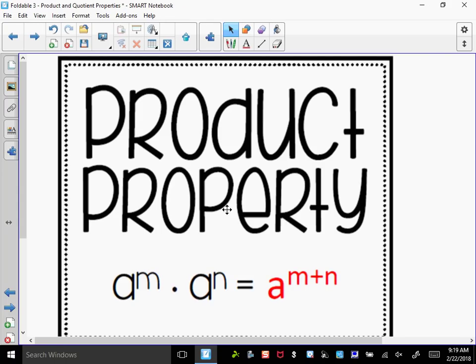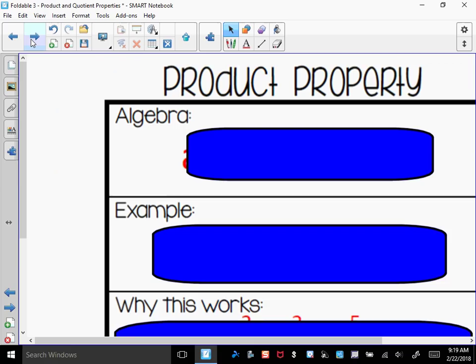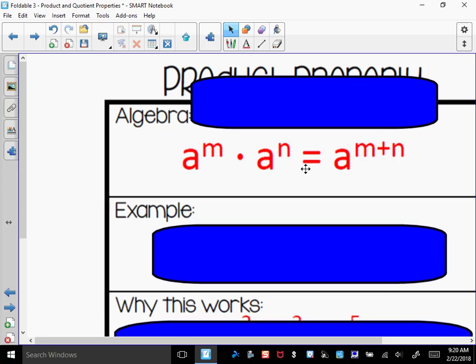The product property just states that when you are multiplying, what do you do with the exponents? The rule says that you add the exponents together. You keep the same base, and this is when the base is the same. So you have a base A and a base A, or a base 2 and a base 2. It doesn't matter what it is, but you have the same base, and then you simply add the exponents. This part you should already have in your foldable. Again, same base, you add the exponents. You don't multiply the exponents. That's the key.